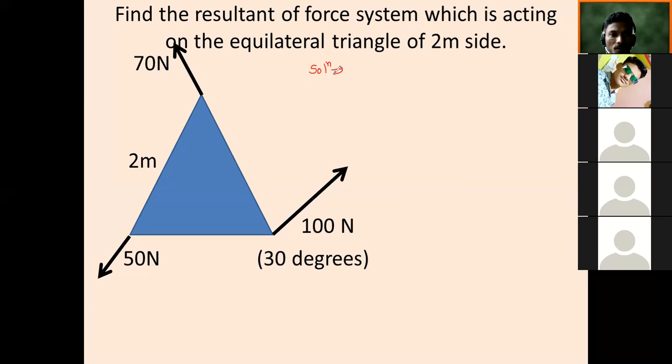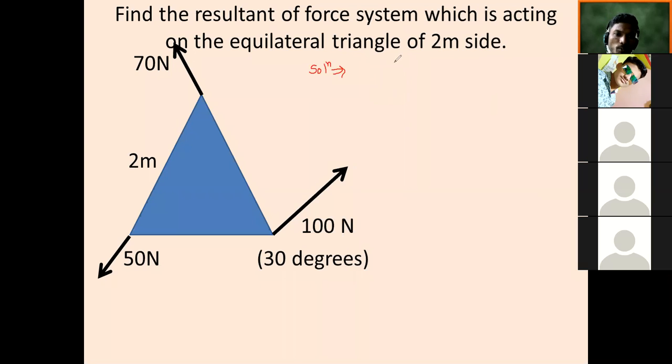Now, you can draw this diagram by freehand in your notebook: one equilateral triangle having 2 meter side and 3 forces. So what is our first step? We have to resolve forces in x and y components. That is our first step.